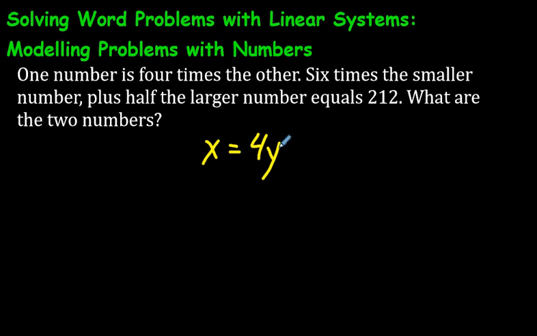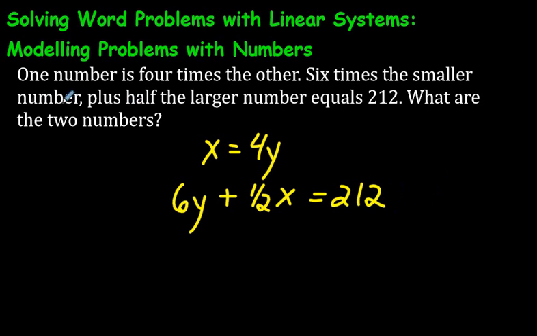Okay, let's look at the next sentence. 6 times the smaller number, which we know is y, plus 1/2 of the larger number, which is x, will equal 212. What are the two numbers? In this question here, I wouldn't use elimination. You could, but we won't use it because it looks much more straightforward to use substitution.